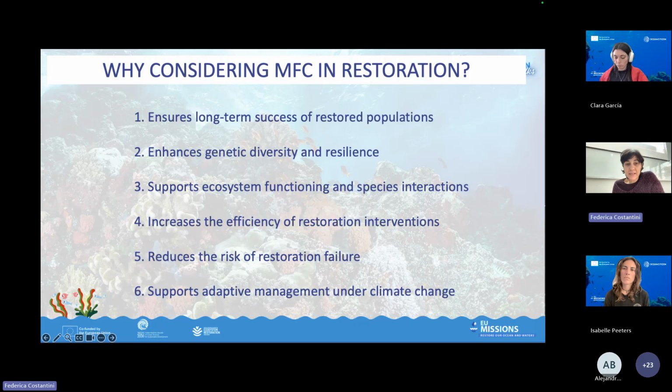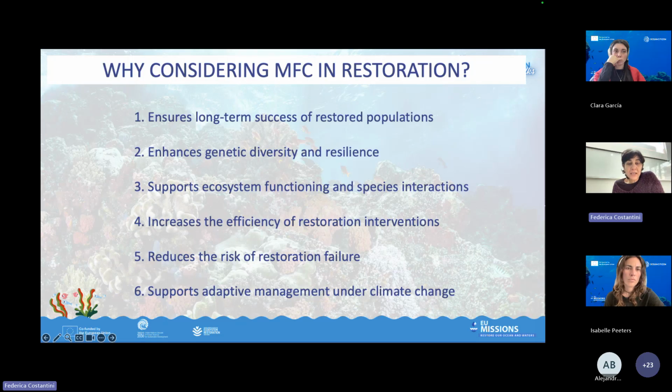Then we can increase the efficiency of restoration interventions. In fact, understanding connectivity allows stakeholders and practitioners to choose a restoration site that maximizes ecological impact. For example, areas that export larvae to degraded regions or that serve as important stepping stones in the dispersal network.